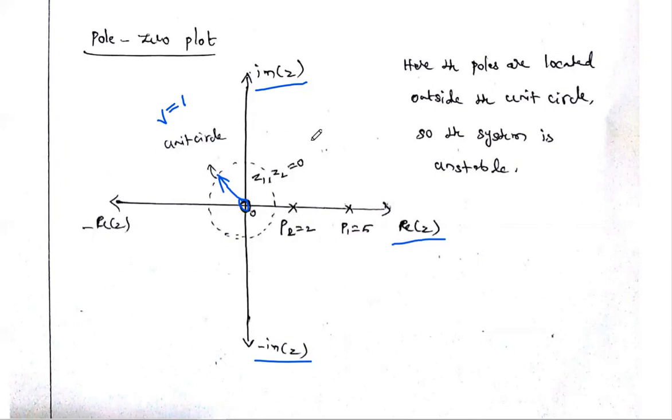So for one system, if all poles are located within the unit circle, that system is called a stable system. But if the poles are located outside the unit circle, the system is unstable. So here you see the two poles, pole 1 and pole 2, have values greater than 1. That is, pole 1 is 5, pole 2 is 2. These two poles are located outside the unit circle. So that's why we can say that the given system is an unstable system.